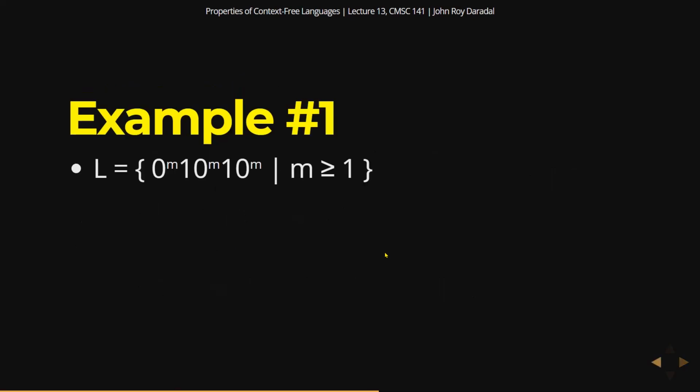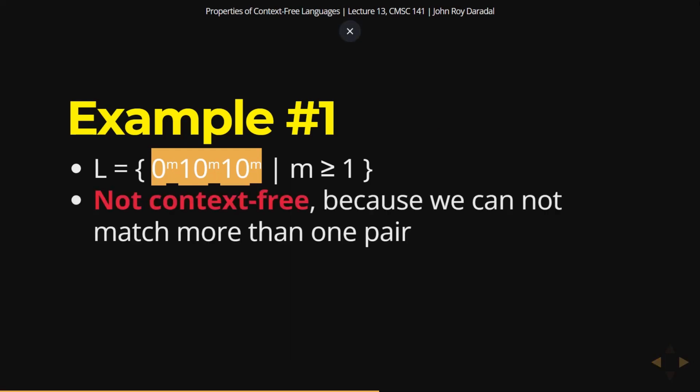Okay, so first let's look at how to prove this language 0^m 1 0^m 1 0^m is not context free using the pumping lemma. So this is not context free because we cannot match more than one pair.